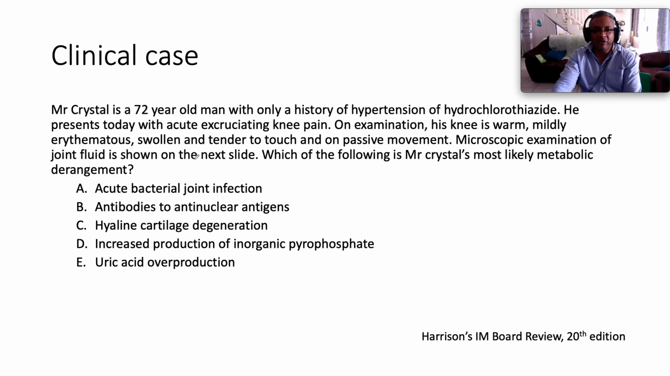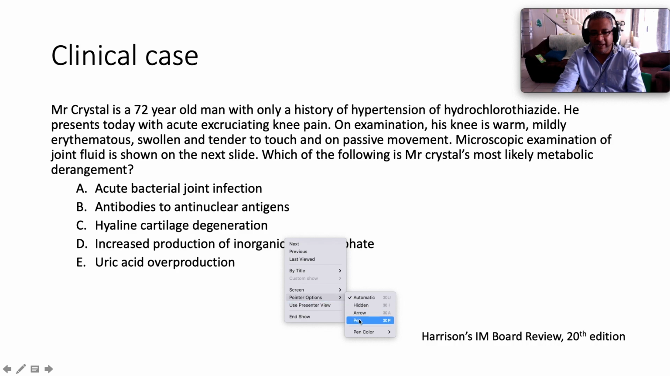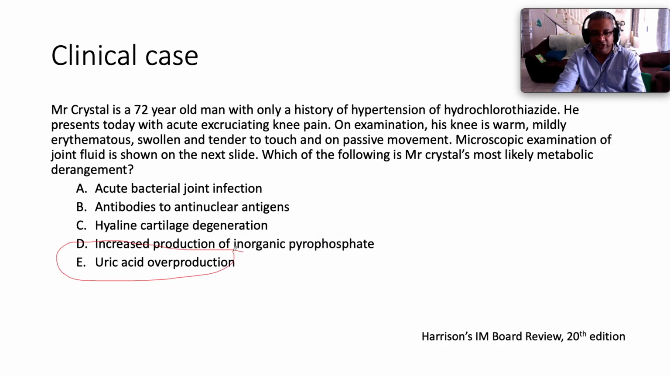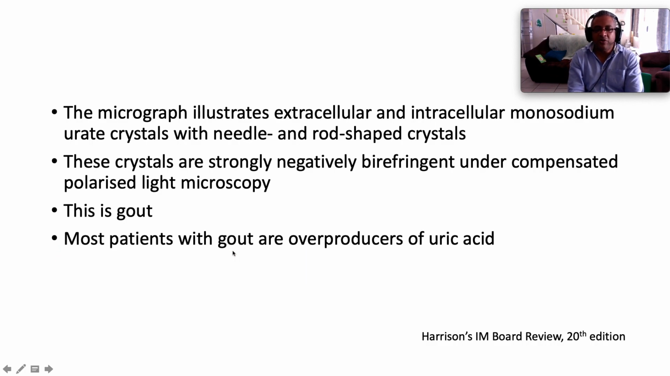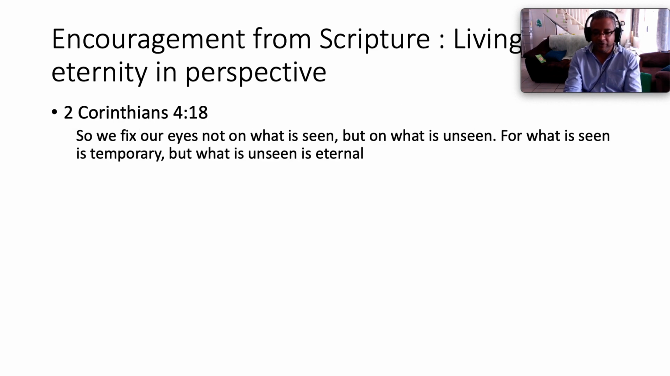Microscopic examination of joint fluid shows our beloved needle-shaped, negatively birefringent crystals on polarized light microscopy. This is gout. And the answer here is that this gentleman has uric acid overproduction. So the micrograph illustrated extra and intracellular monosodium urate crystals having needle and drop shapes. They are negatively birefringent, and that is gout. Most likely this gentleman is an overproducer of uric acid.